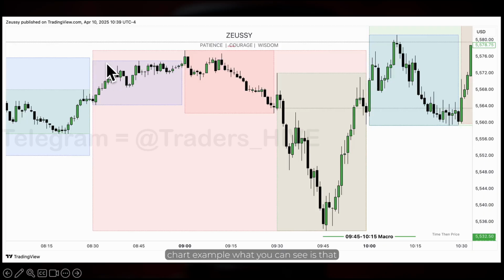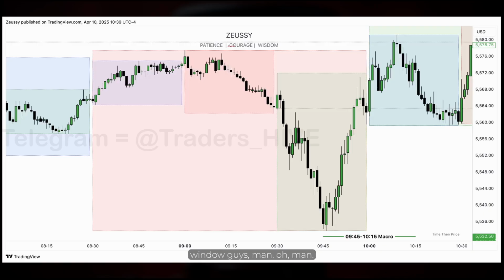is inside of this chart example, what you can see is that the market was consolidating up here ever from 8:30 a.m. Notice that 9:30 opened up and we saw the market reprice towards the downside heavily. Notice that we saw a quick expansion lower. Then at 9:45 a.m., we saw the first macro of the morning session that we truly pay attention to taking place. This 9:45 to 10:15 a.m.